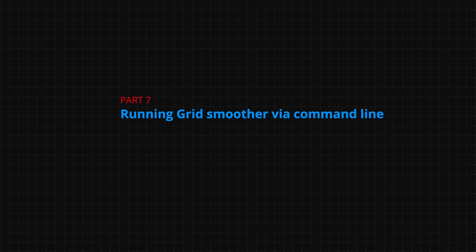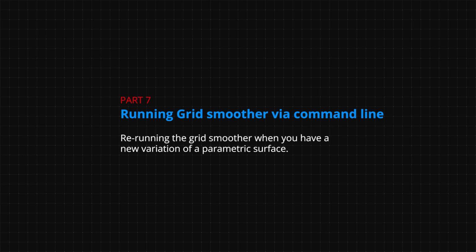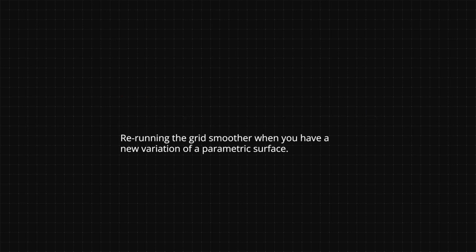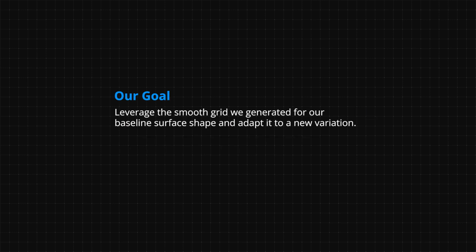Today we are diving back into our series on running the grid smoother via the command line terminal. In this video, we'll be tackling a common scenario: rerunning the grid smoother when you have a new variation of a parametric surface. Specifically, we are looking at replacing surfaces within an existing topology. Our goal is to leverage the smooth grid we generated for our baseline surface shape and adapt it to a new variation. This means we won't need to start from scratch.